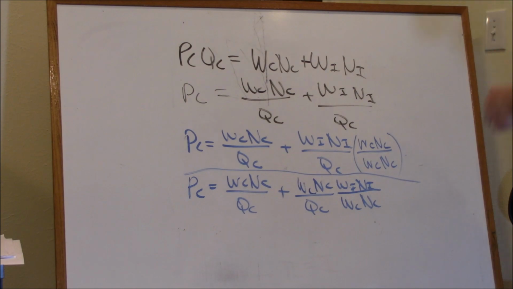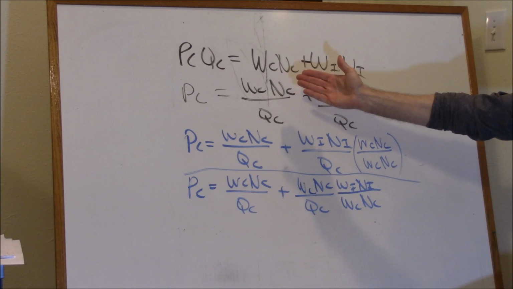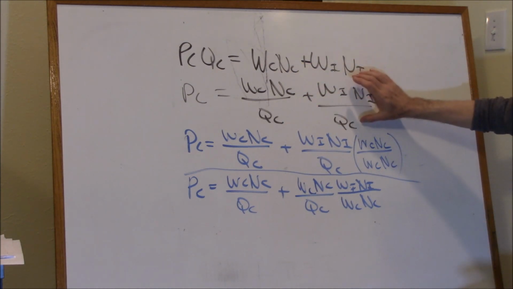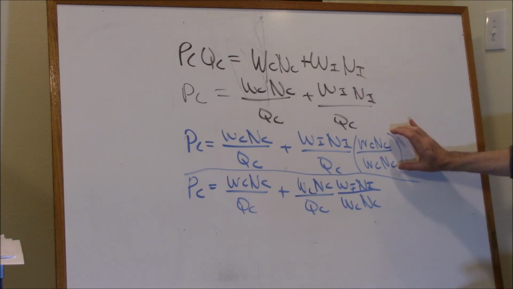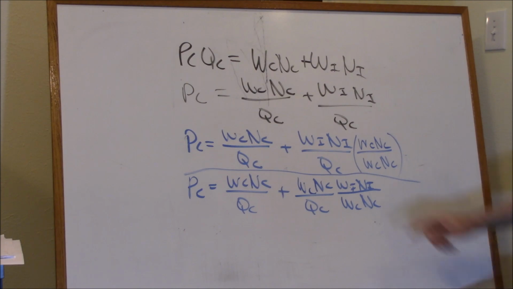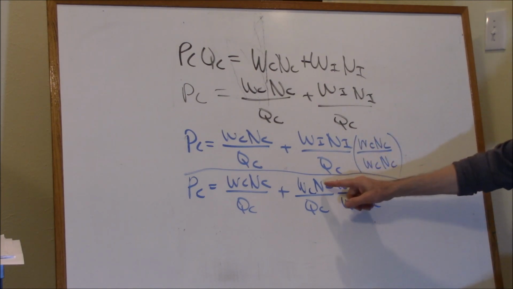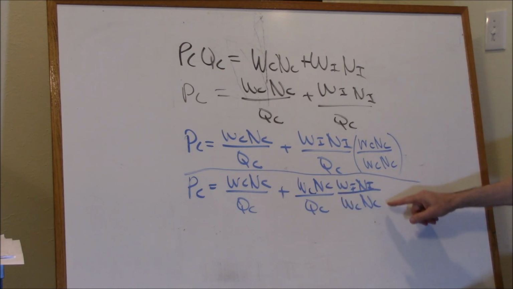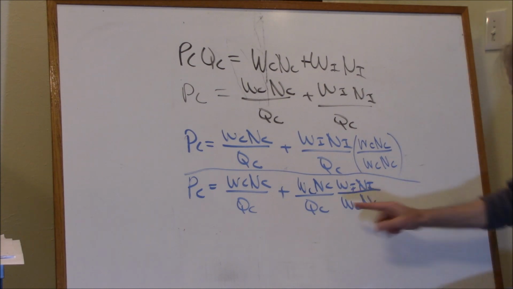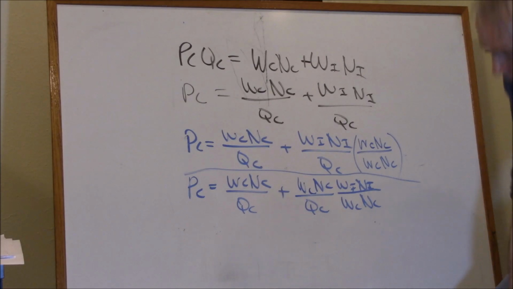So all I have done over here, remember all we did to start off with was just divide through by QC. That's simple enough. And then I multiplied the right-hand fraction here by 1. Then I switched places with the numerators. Instead of making it WINI over QC times WCNC over WCNC, I made it WCNC over QC and WINI over WCNC, which of course gives you the exact same number. But look at this. That and that are now exactly the same. And this is why we wanted to do that.